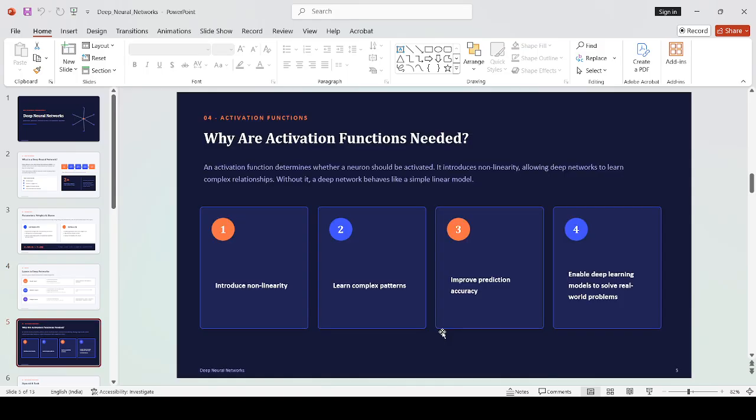Activation functions are one of the most important concepts of deep learning. An activation function determines whether a neuron should be activated or not. More importantly, activation functions introduce non-linearity into the network.